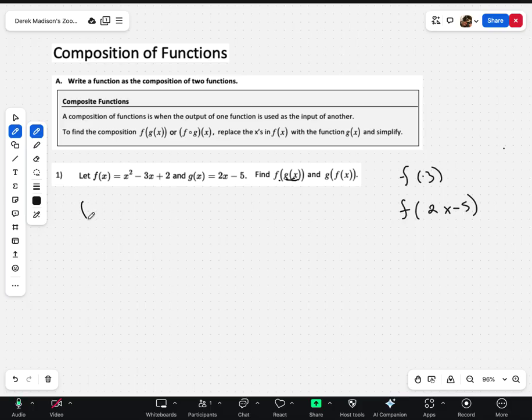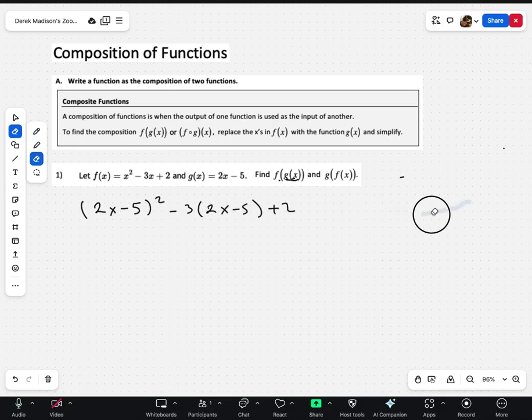So to do that, we'll go 2x minus 5 quantity squared minus 3, and then can't forget that x, 2x minus 5 again, and plus 2. This piece, remember, you can use the perfect trinomial square formula, a squared minus 2ab plus b squared, which is what I'll do here in a second. Or if you're not comfortable with that, write it out side by side and FOIL. You're going to get to the exact same place.